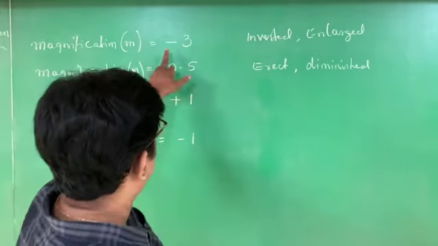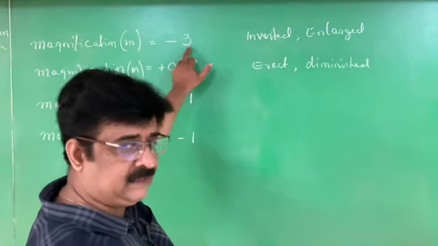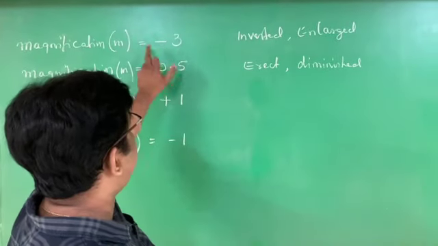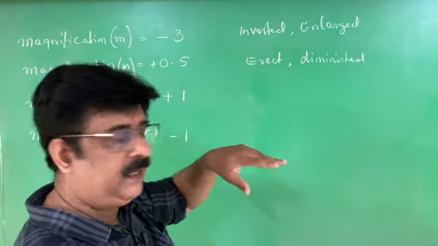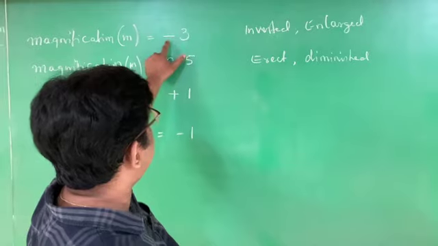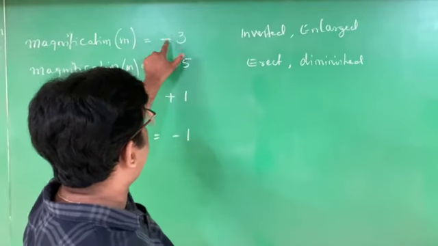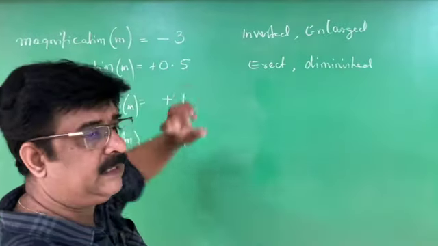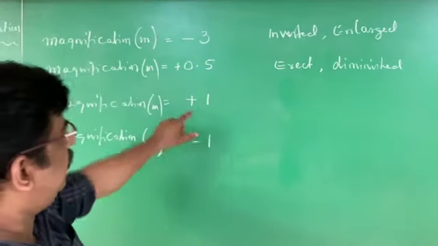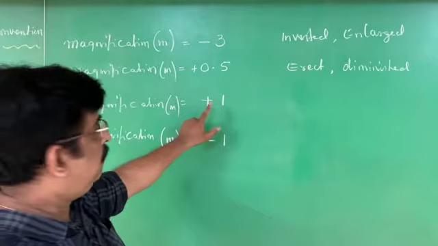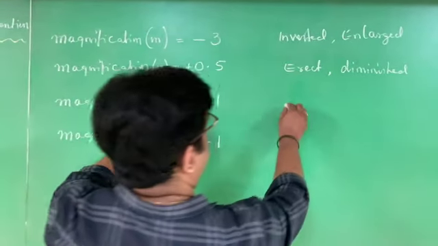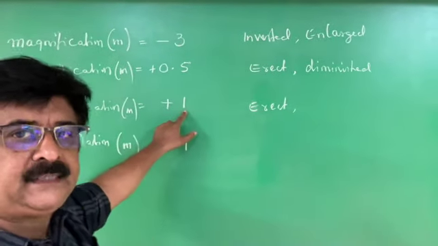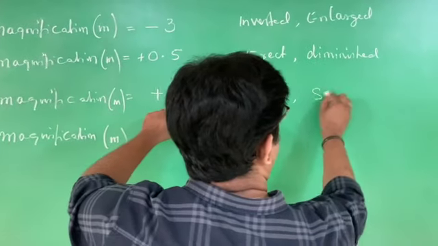Simple. There are two things. Separate entities. Sign is different, number is different. Don't consider this as minus 3. It is not one number. Minus is for erect or inverted, and 3 is for the magnification. Right? Now we see here, plus 1. Plus stands for erect. And 1 stands for same size.